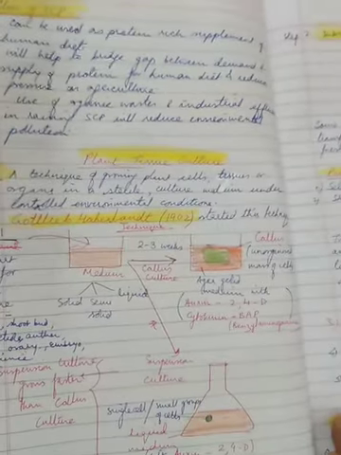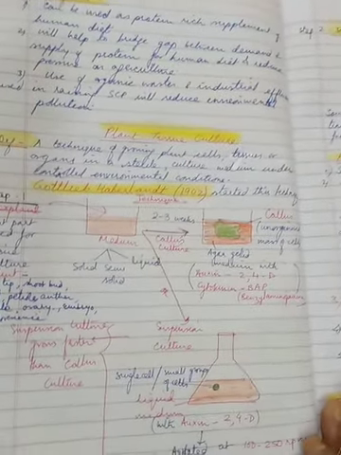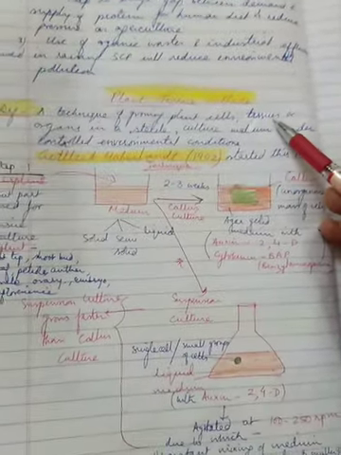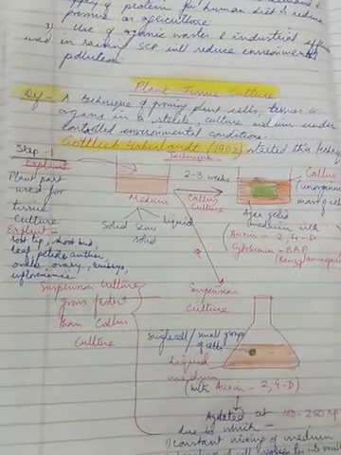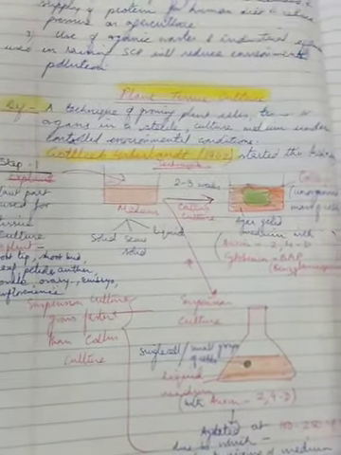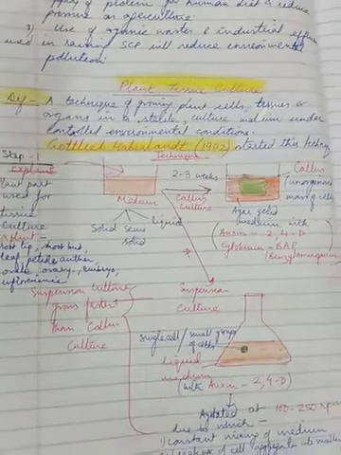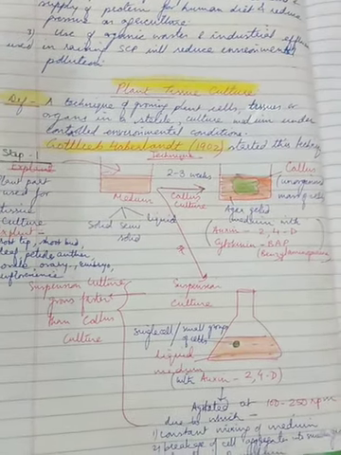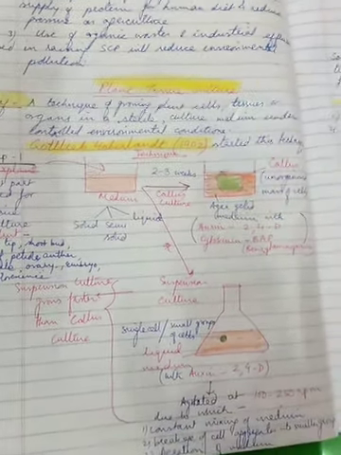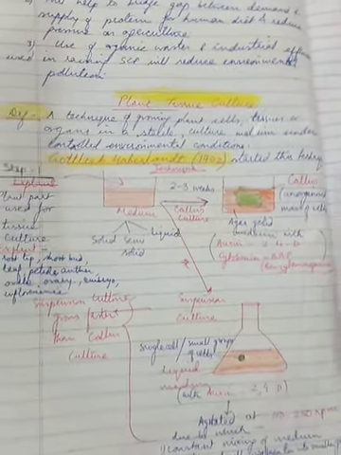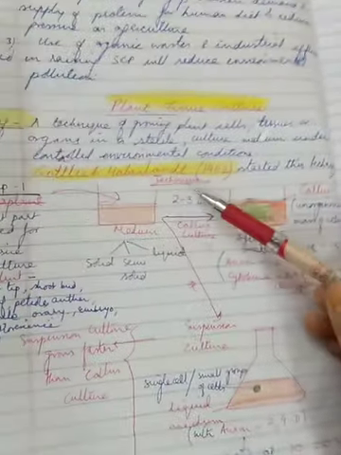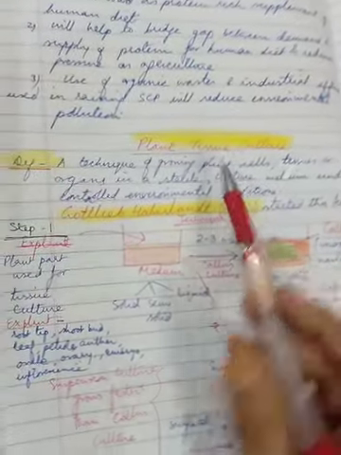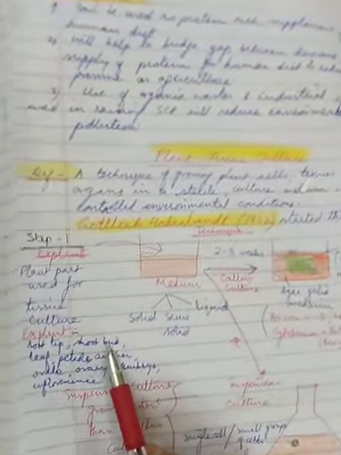Then we start with another new topic called plant tissue culture. In the syllabus, children, it says plant tissue culture, the techniques and the applications. Today we'll only talk about the definition and techniques. All right, definition. See, usually before we come to definition, understand what is done.